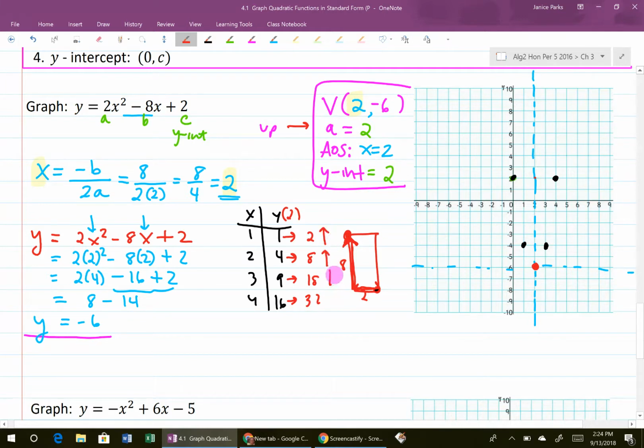So the next point over would be 1, 2, 3. That's 3 squared is 9. 9 times 2 is 18. So 18 up would put me at 12, which is pretty far up there. Since it's off the graph a little bit, you can just connect these. And then that's how you do that.